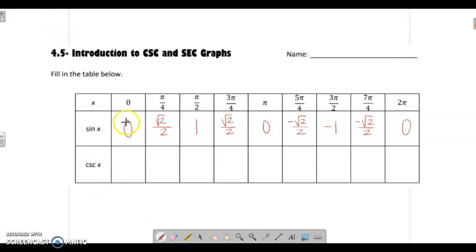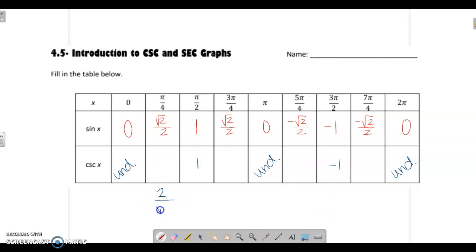So the reciprocal of 0 over 1 is 1 over 0, which we know is going to be undefined. So anywhere that your sine was 0, your cosecant is going to be undefined. The reciprocal of 1, well, 1 over 1 is still 1, so your reciprocal is 1. And of -1 is going to still be -1. So the root 2 over 2 is what we really have to deal with here.